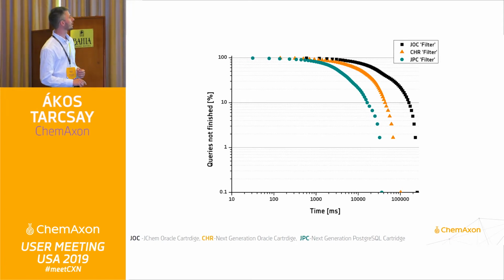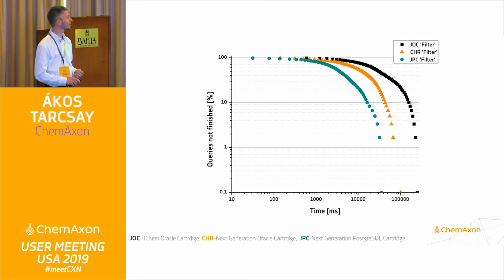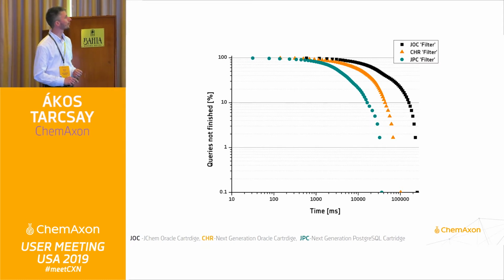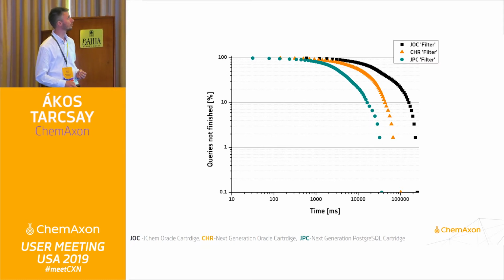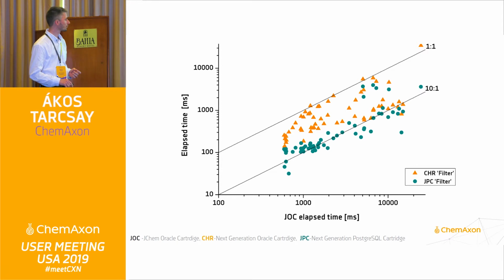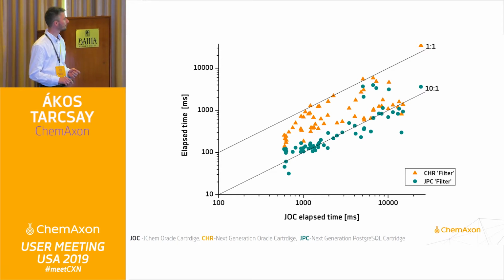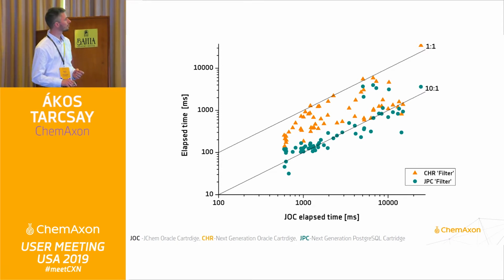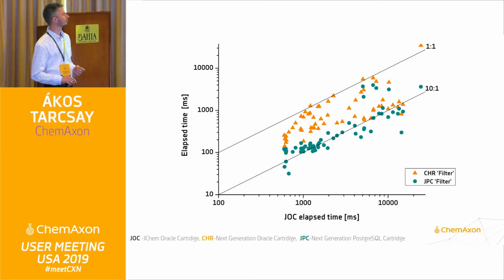Here again, the very same chart. This is the time a query is not finished, and you can see how much time you have to wait until a given percentage of the queries are finished. And here you can compare how much the JPC or the Coral is faster compared to JOC, again in terms of the JOC elapsed time. What you can see in this filter mode is that the JPC is really 10 times faster in most of the cases, and the Coral is in between 1 and 10.